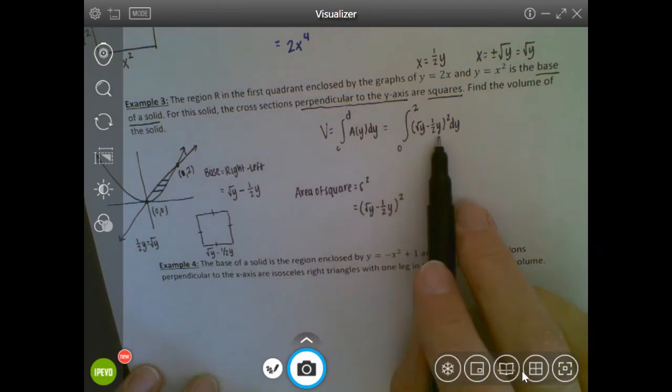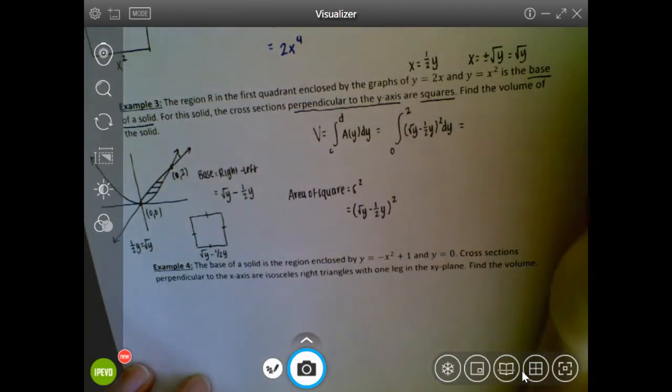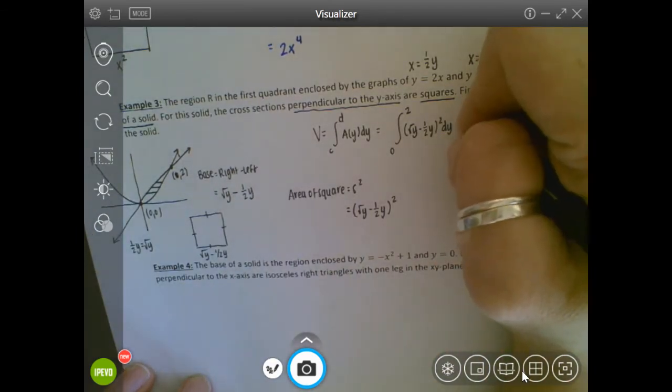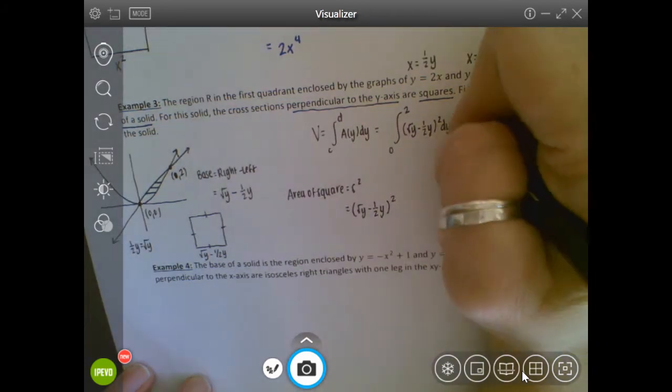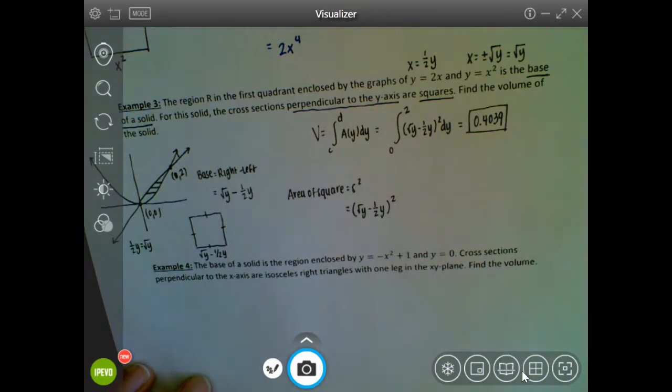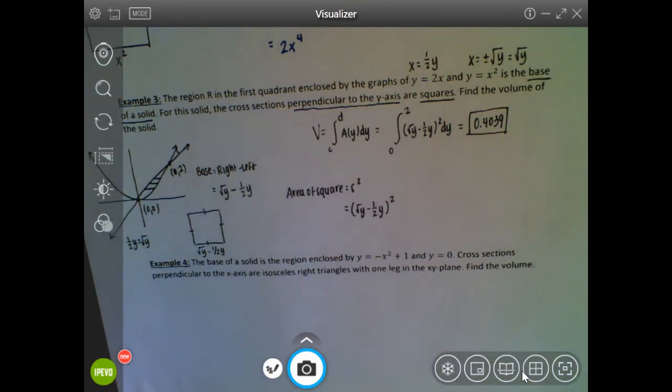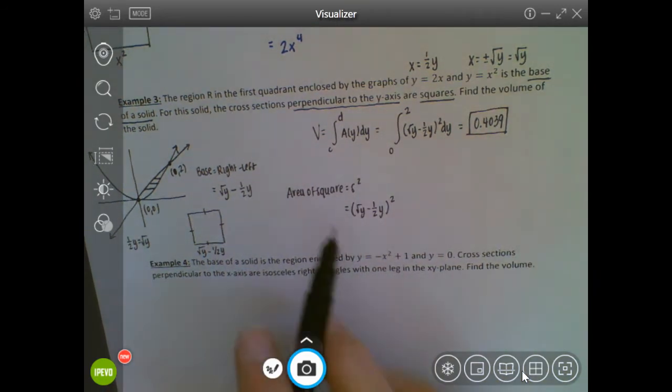And then we can just use our calculator to do this for us. I think when you integrate that, you end up getting something like 0.4039. So that's the volume of our solid with our cross sections that are perpendicular to the y-axis and their squares.